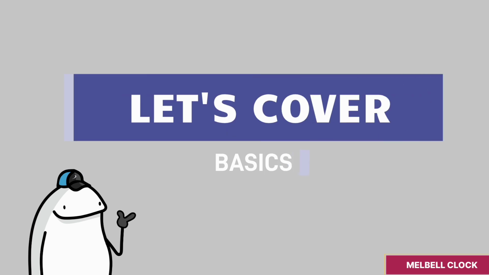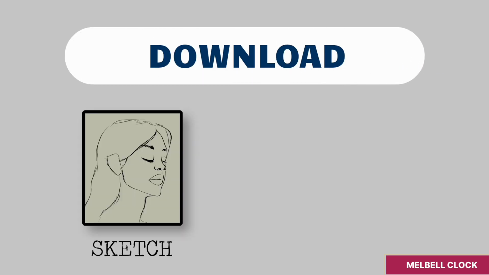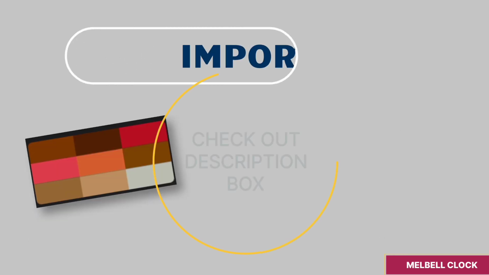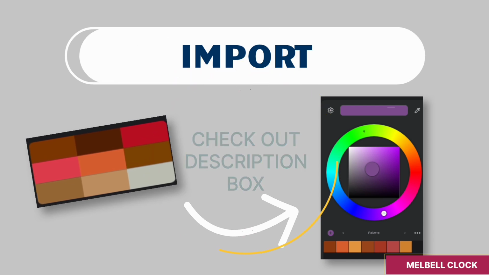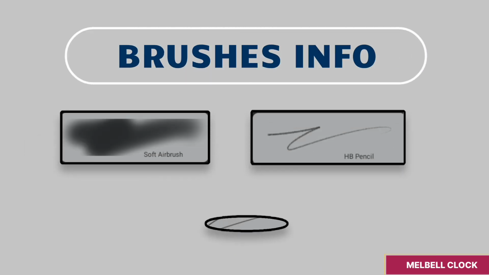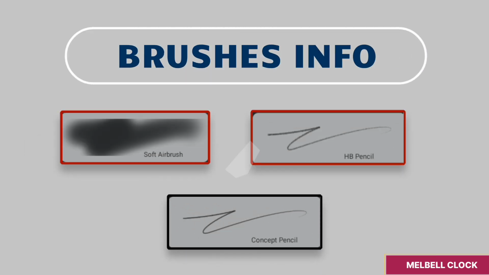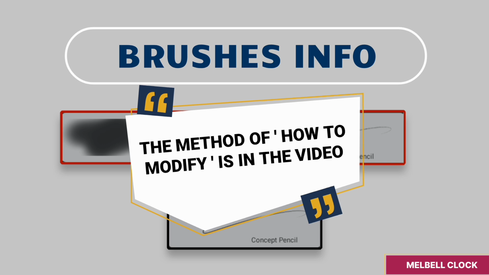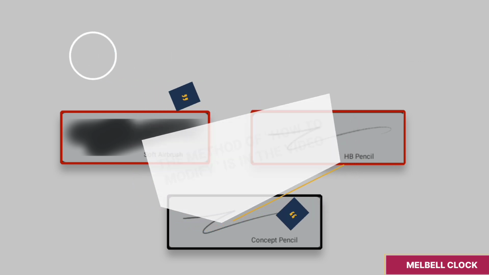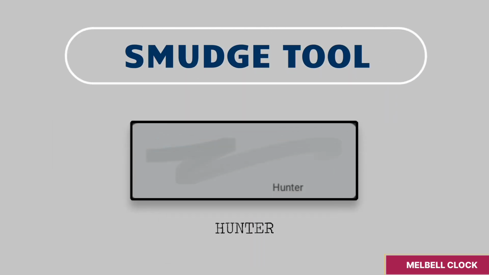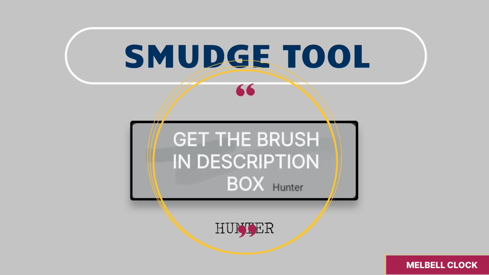Before we begin, let's cover the basics. You can download a sketch and color palette, and you can import the color palette to your own project. And for brushes, I have used 3 default brushes. 2 of them are modified. Don't worry, I have shown the method of how to modify them in the video. And for the smudge tool, I have used the Hunter brush, which is not a default brush anymore. You can get this brush in the description box.